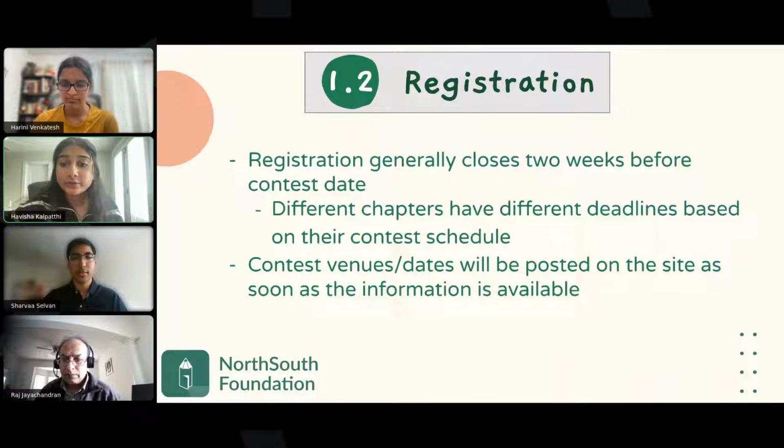So registration generally closes 2 weeks before the contest date, but obviously this varies between chapters, so I would recommend reaching out to the chapter organizer and figuring out when, for your chapter, the registration date closes, and any information will be posted on the site as soon as the information is available.